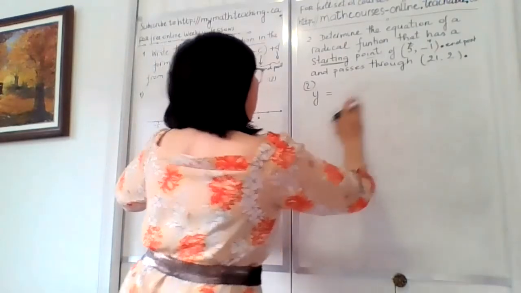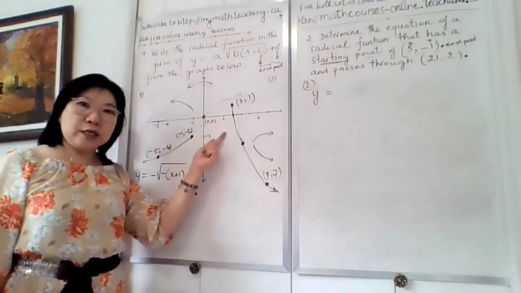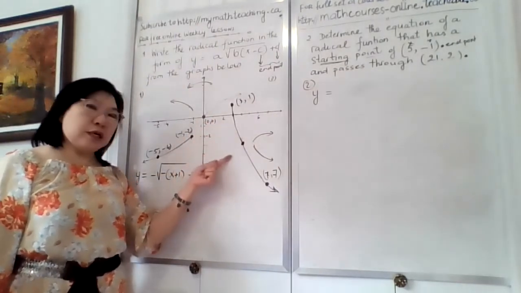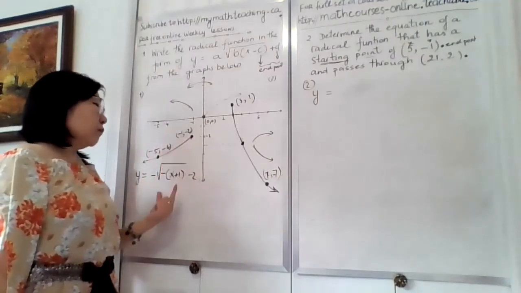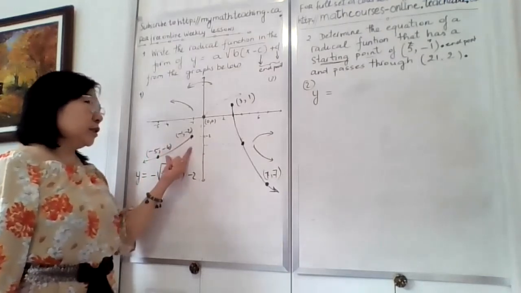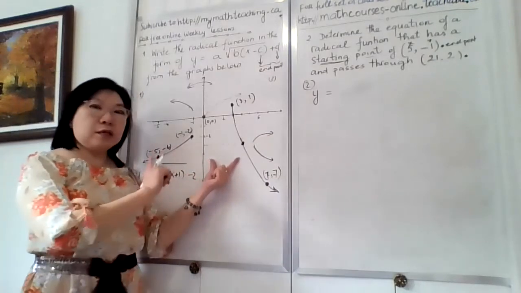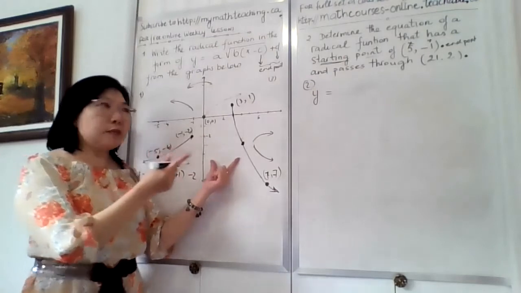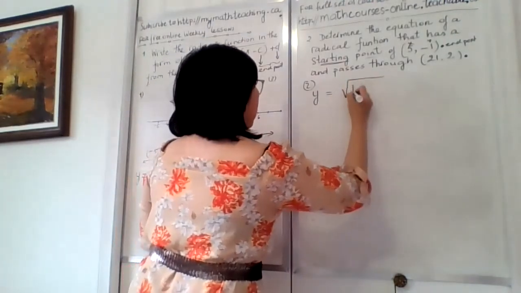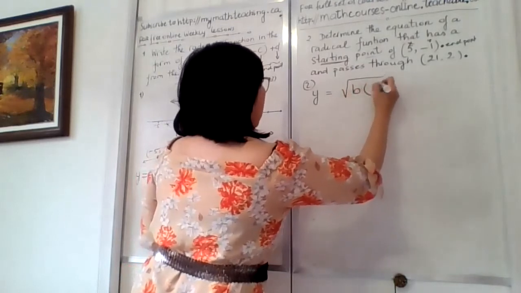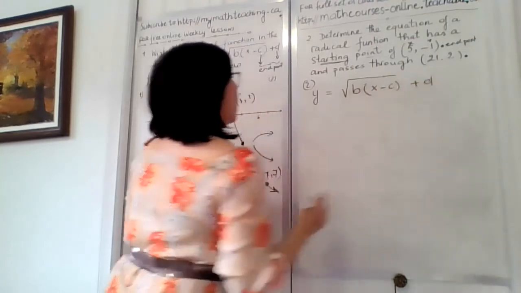Now, this time I can choose whether I want to do horizontal stretch or vertical stretch. And before I have done to solve for A for this question already. So now for this question, I use B for now. So you can see we can use A or B, right? So I'm going to use B for this. So I'm going to say B and X minus C plus D.